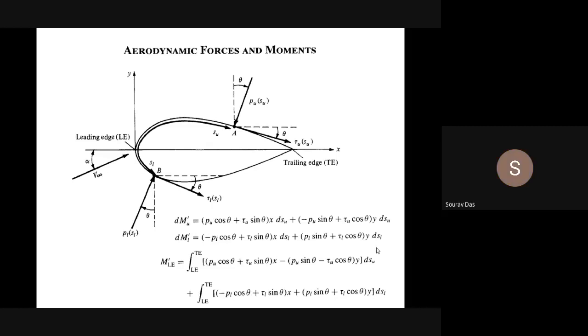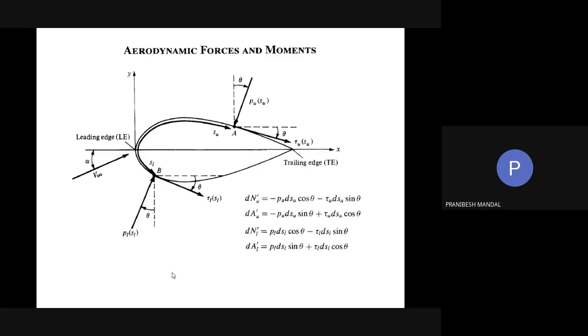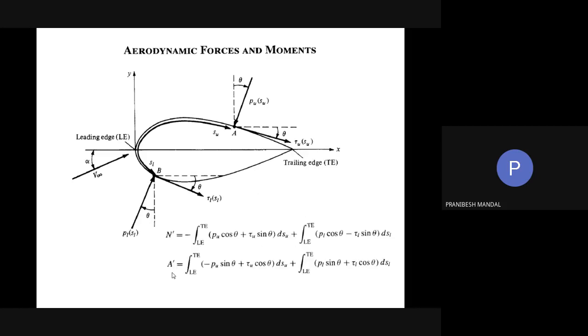No, sir. Okay. So if we have this small contribution for pu and tau u at these particular points, and we integrate these things from leading edge to trailing edge, we are going to get the total moment about the leading edge, m dash le. And for the other considerations also, as we got small dn and da, if we integrate those from leading edge to trailing edge, we are obviously going to get the normal and axial forces on this particular aerofoil surface.